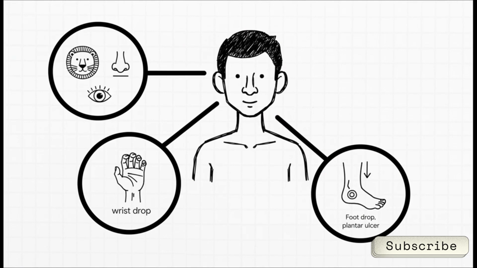Now, for your exams, a really great way to remember these is just to group them by location. It makes it so much easier. For the face, you're going to think of leonine facies, that classic saddle nose deformity, and the loss of eyebrows. In the hands, nerve damage leads to claw hand and wrist drop, and down in the feet, foot drop and those chronic, hard-to-heal plantar ulcers are very common.